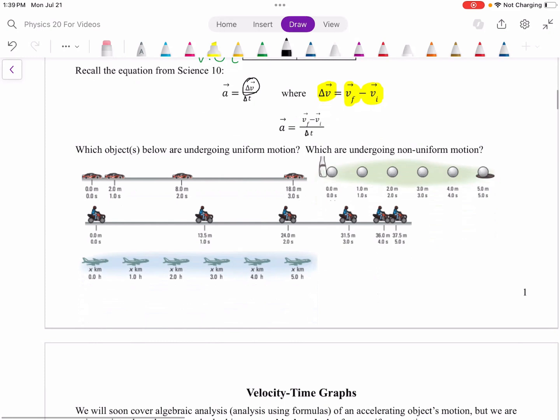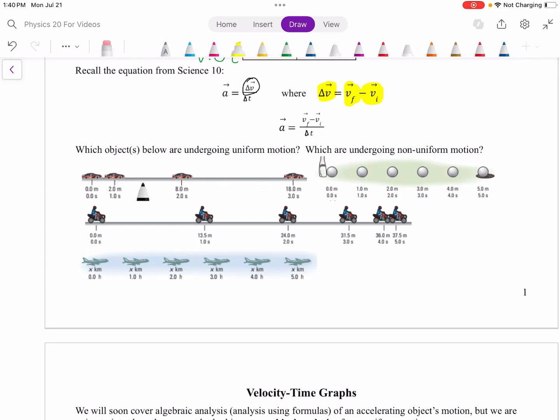Okay, so try this out. Pause the video here. What you're looking at is, picture it like someone took a snapshot and then put them all together of different objects in motion. And it's asking you which of these objects are undergoing uniform motion and which ones are undergoing non-uniform motion, if this is what each object looked like after each 1 second snapshot. Go ahead, try that out, and then we'll talk about it together.